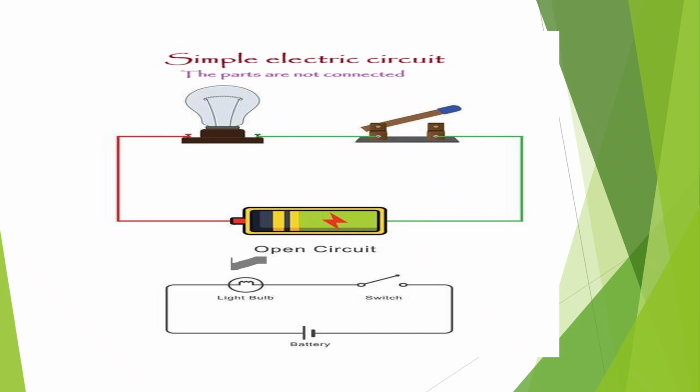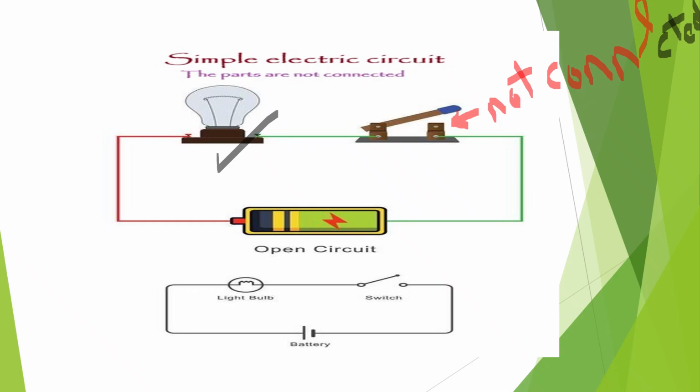For an open circuit, I usually say that the parts are not connected. Where? Here, the switch is not connected. The switch or the key here is not connected, making the circuit open. So an open circuit is a circuit in which the parts are not connected to each other. And if the circuit is open, the electric current cannot flow, and as a result, the lamp doesn't light. Okay?